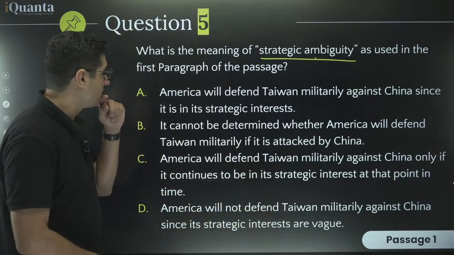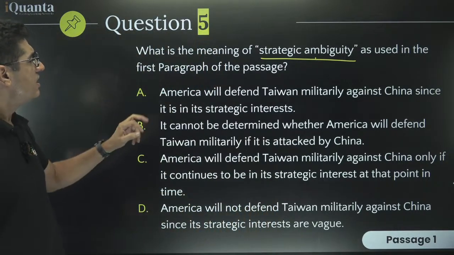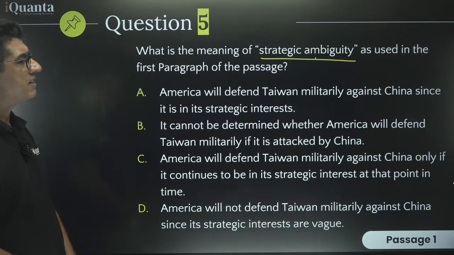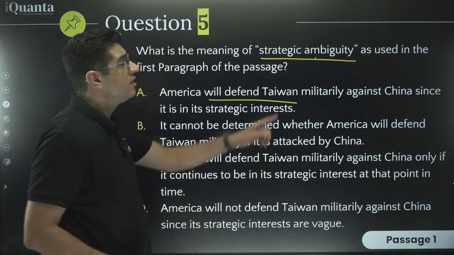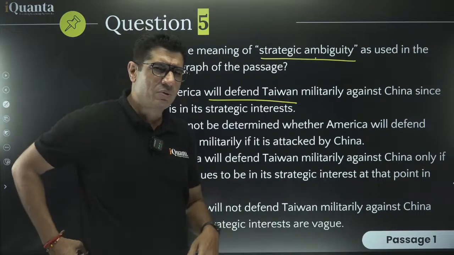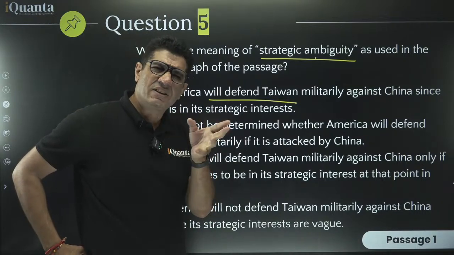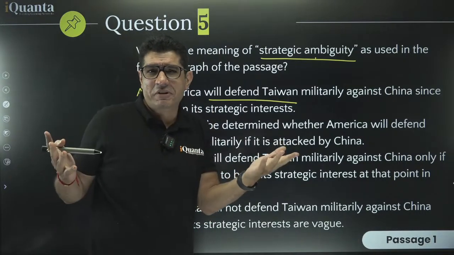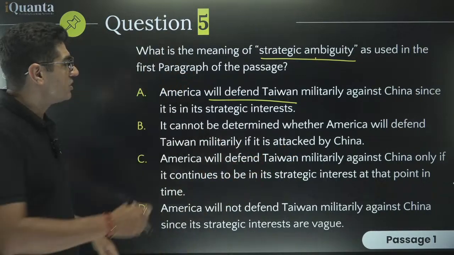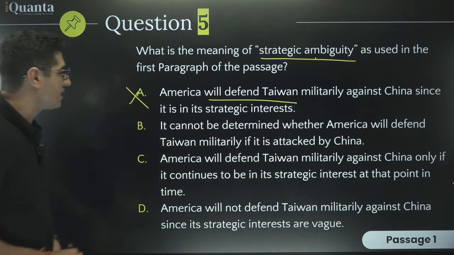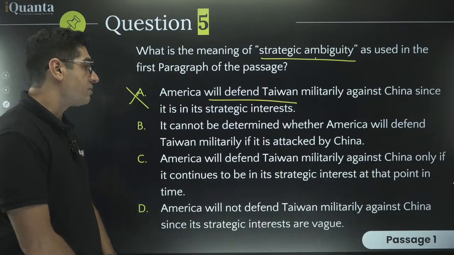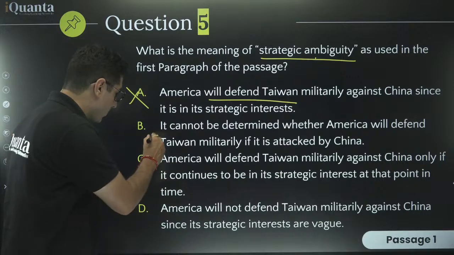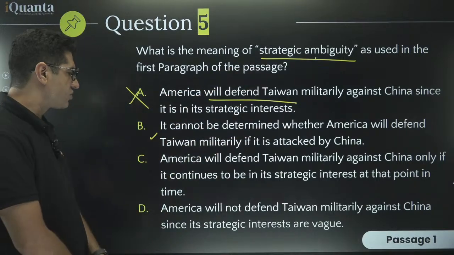So let us check. So in that context, can I say America will defend Taiwan militarily against China since it is in its strategic interests? The moment you say it will defend Taiwan, you are no longer ambiguous. Ambiguous is where you are feeling that, hey, will it attack, will it not attack? I am not able to figure it out. So this is not ambiguous and therefore can be ruled out. Okay, B, it cannot be determined whether America will defend Taiwan militarily if it is attacked by China. Yep. That's a correct interpretation of strategic ambiguity.